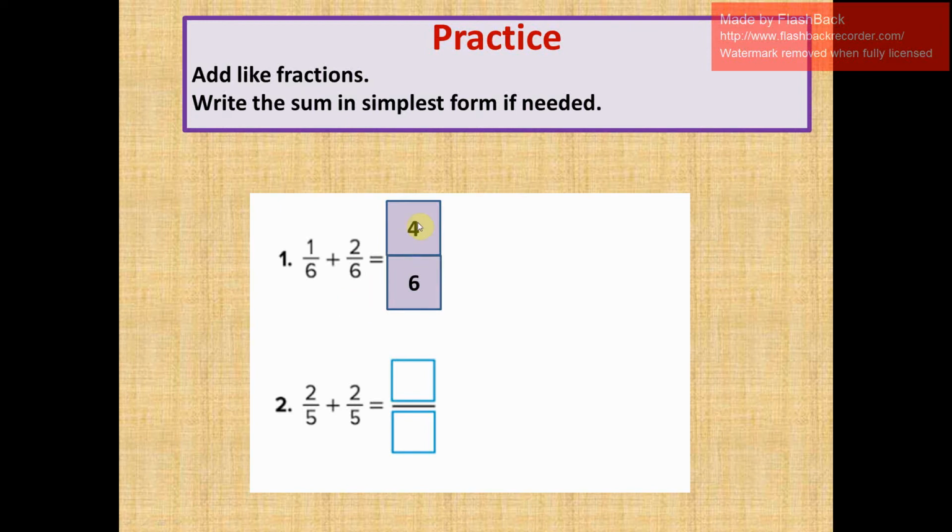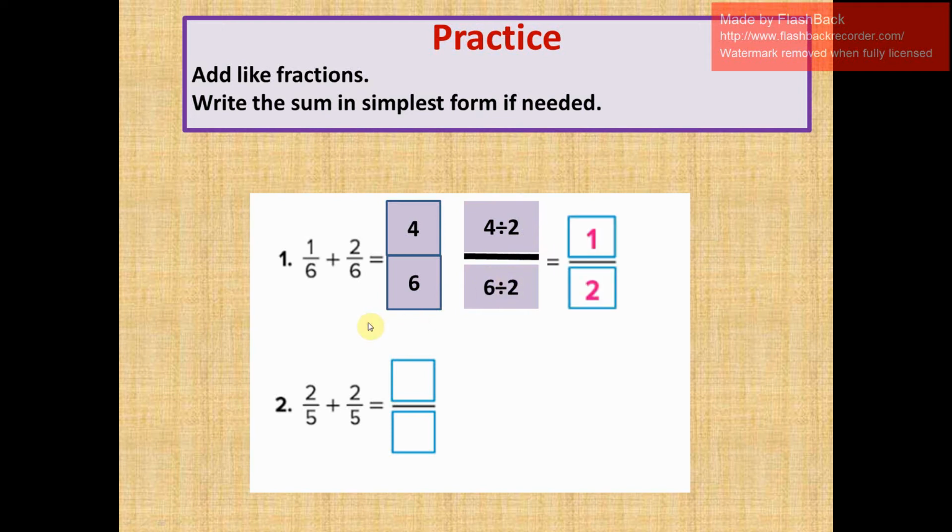And what about 3 over 6? Does it need to be simplified or not? Yes, it needs it, because the greatest common factor between 3 and 6 is 3. So you have to divide both numerator and denominator by 3 to get the lowest terms. So the answer will be half.